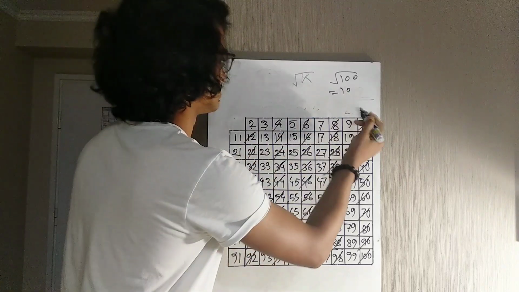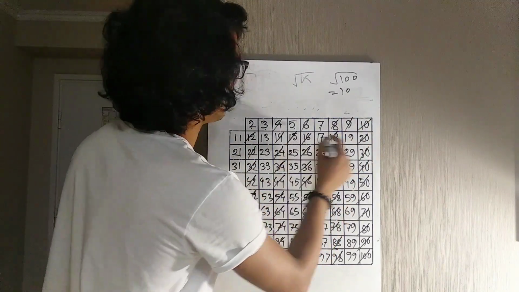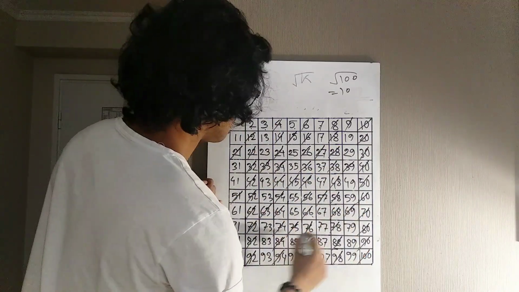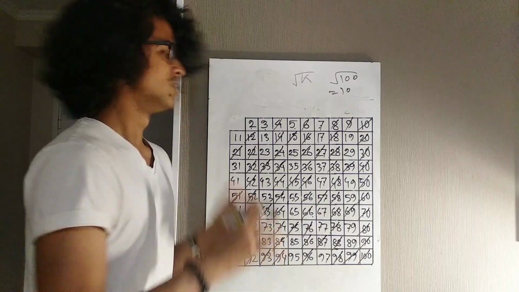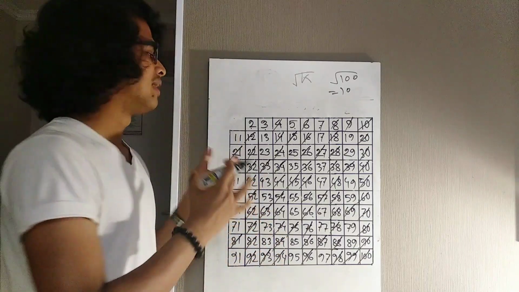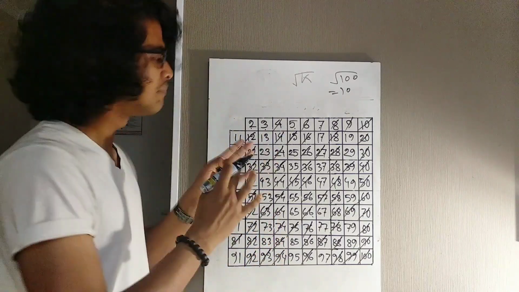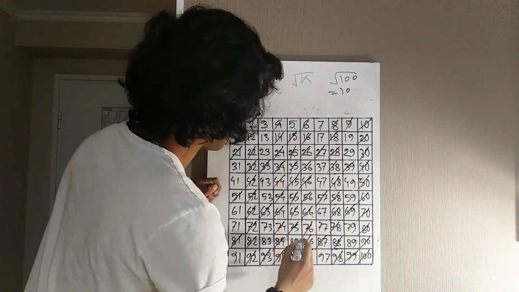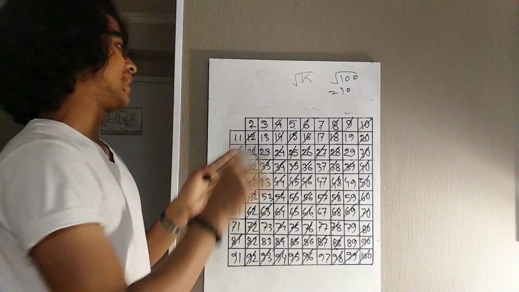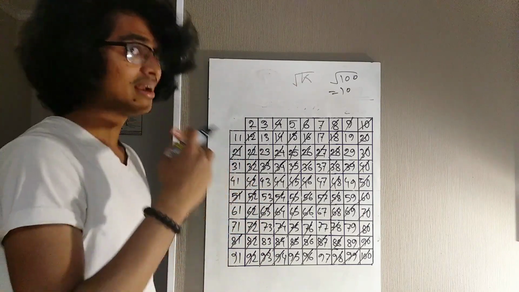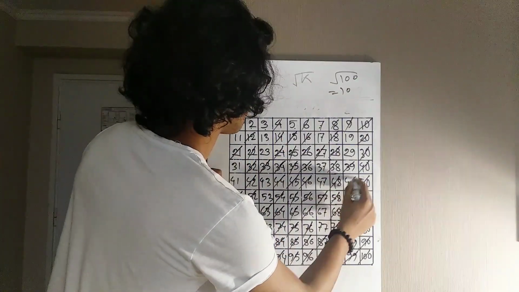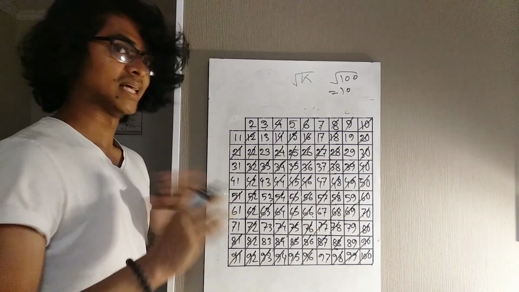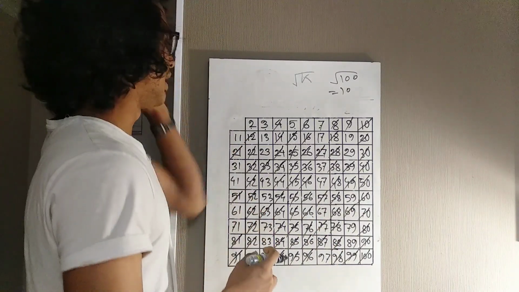I'm going to do that with 9, for example. Alright, so I'm done marking all the multiples of 3. I'm going to do the same thing for prime number 5. Alright, so I'm done. And finally, I'm going to do the same thing for 7. That's it. So we're done basically.